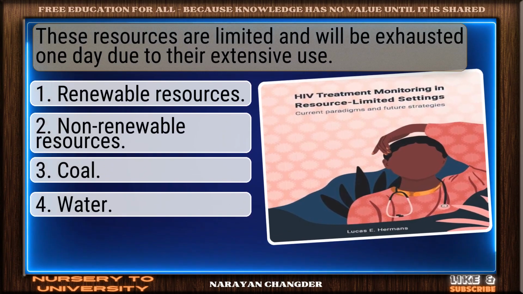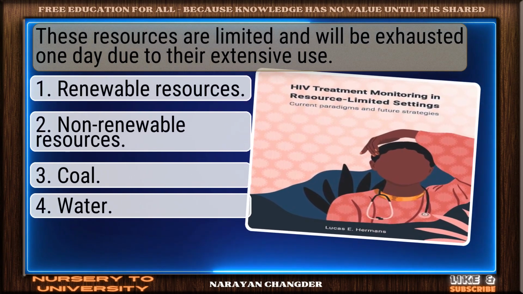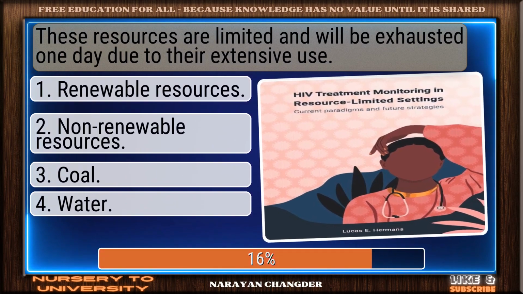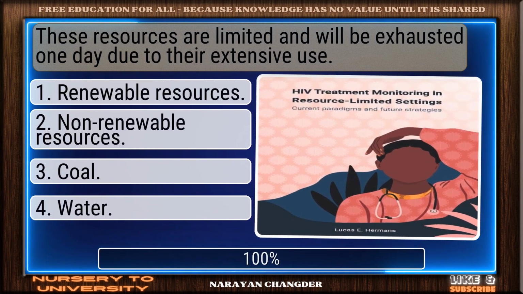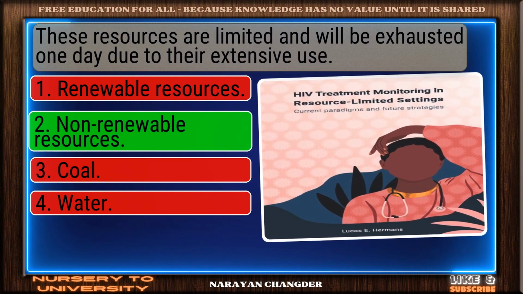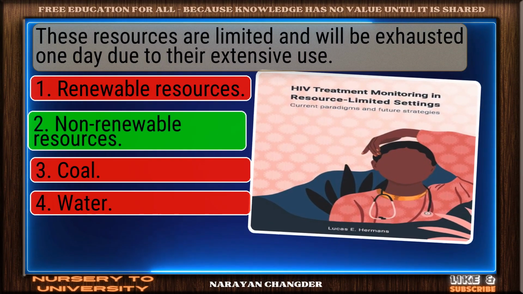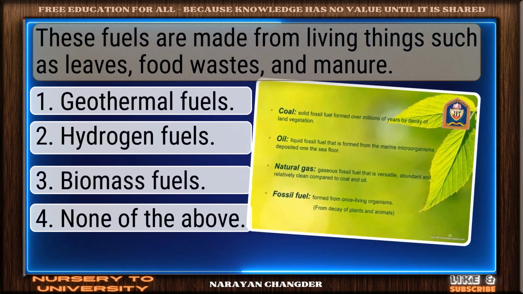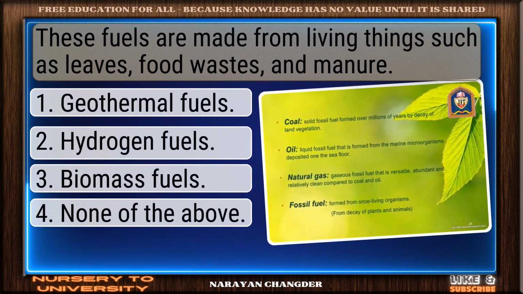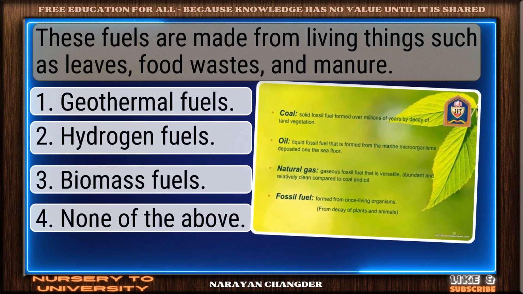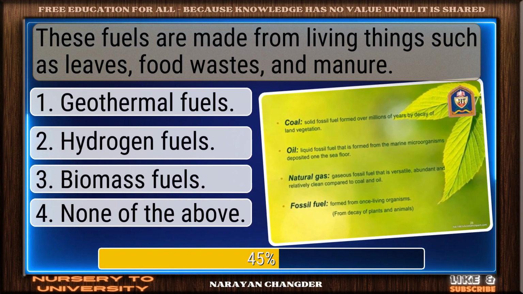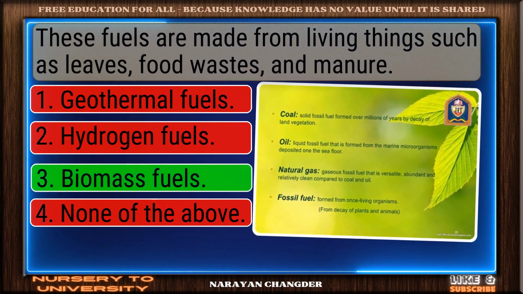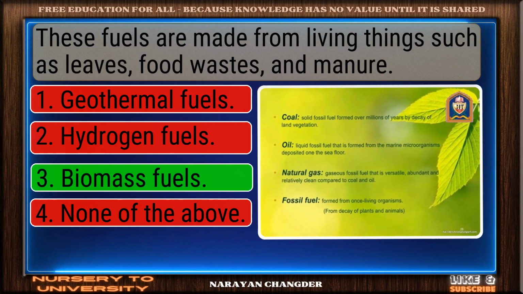These resources are limited and will be exhausted one day due to their extensive use. Excellent. Non-renewable resources is a brilliant choice. These fuels are made from living things such as leaves, food wastes, and manure. Right again. Biomass fuels is a valid answer.